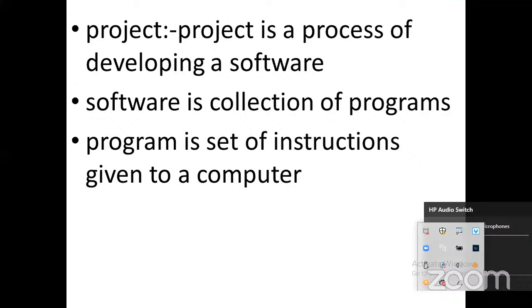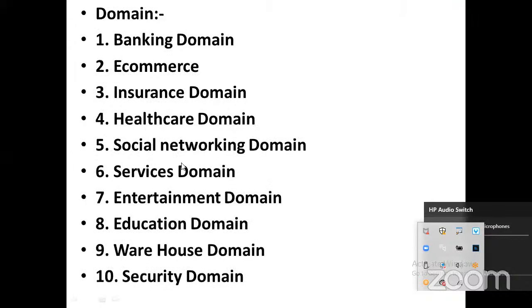So first of all, you must know what is a project. A project is a process of developing the software. So software is nothing but a collection of programs. A program is a set of instructions given to a computer. That we already know. So there are different types of projects, as we discussed in the last session, like banking domain, e-commerce domain, insurance domain, healthcare domain, social networking domain. Our project is a POS application, point of sale application. The title of the project is Restaurant Management System.